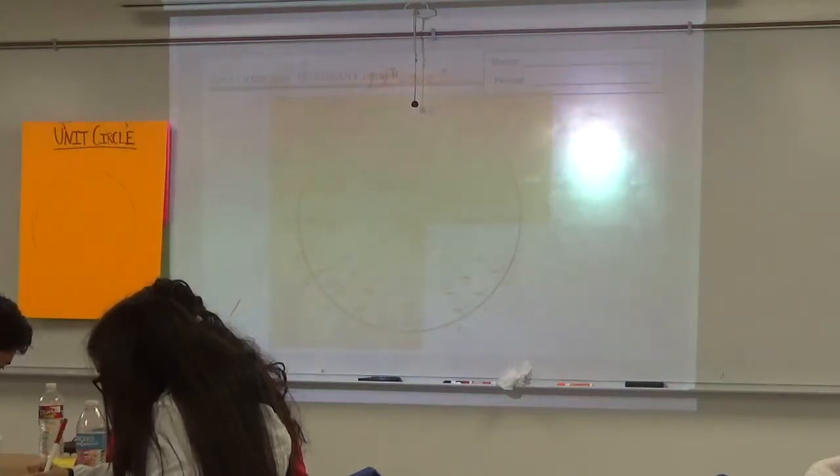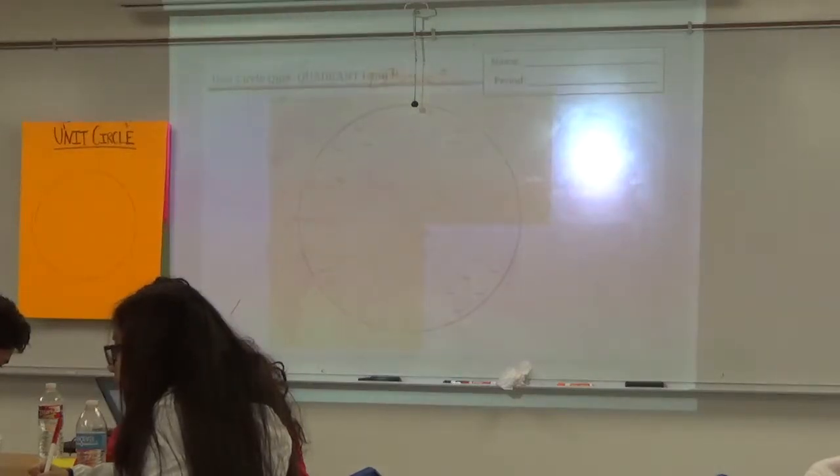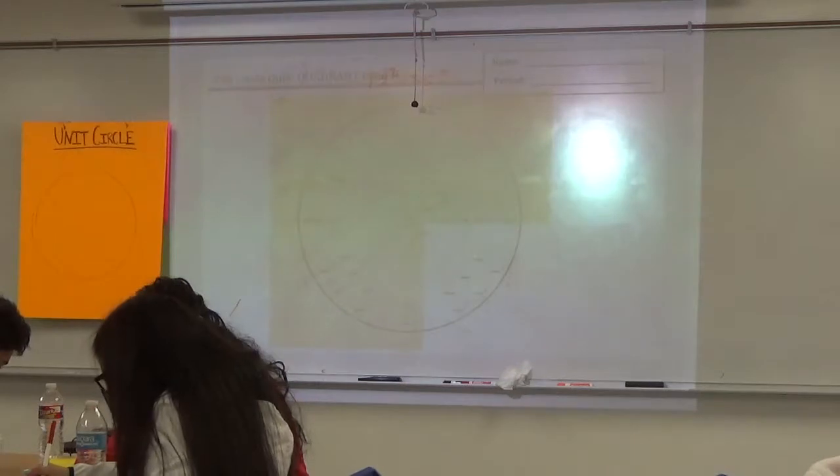Think though, because these should always be pi over 3, right? Notice these are always pi over 3, pi over 4, pi over 6. So the denominators always stay the same as well.